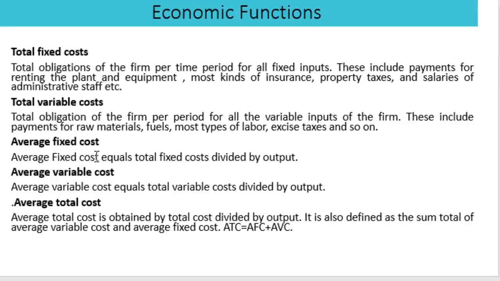Next is the average fixed cost. Average fixed cost equals total fixed cost divided by the output. Likewise, the average variable cost equals the total variable cost divided by the output. And the average total cost is obtained by dividing total cost by the output. It is also defined as the sum of average variable cost and average fixed cost. That is, average total cost equals AFC plus AVC.